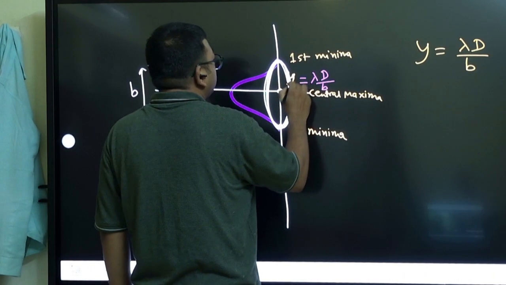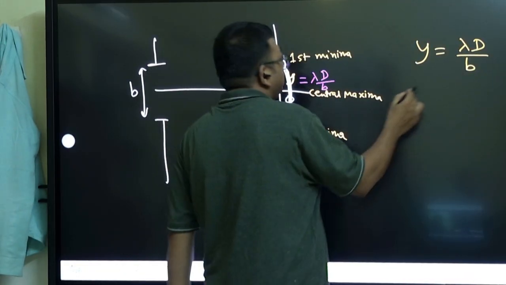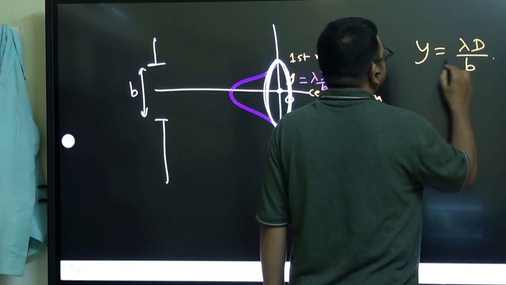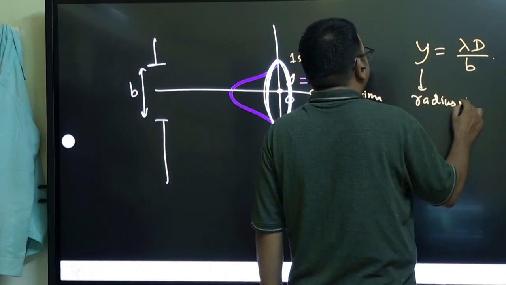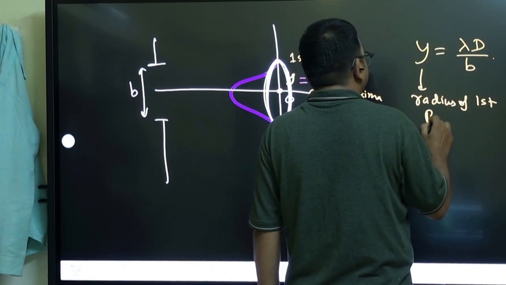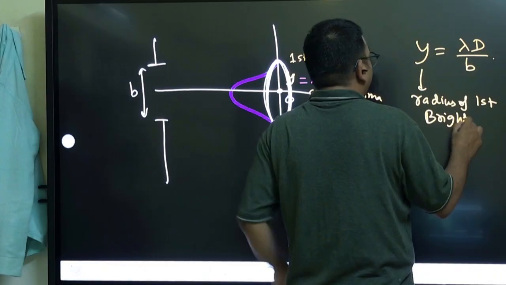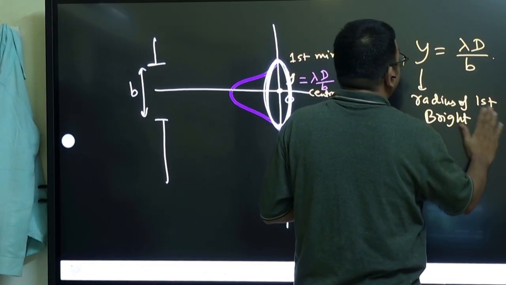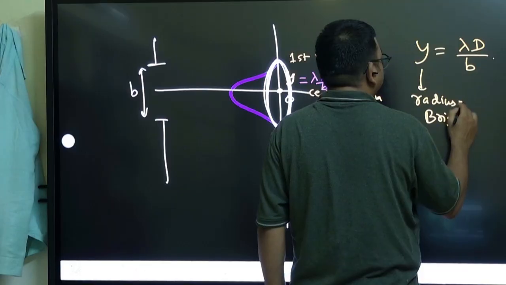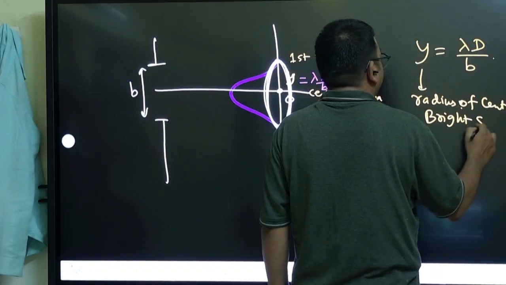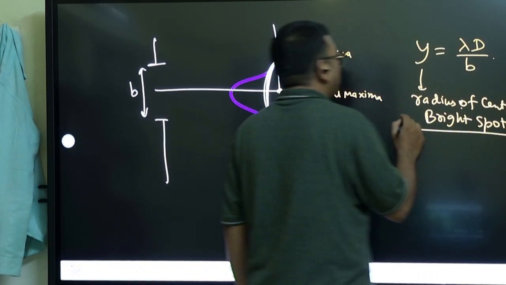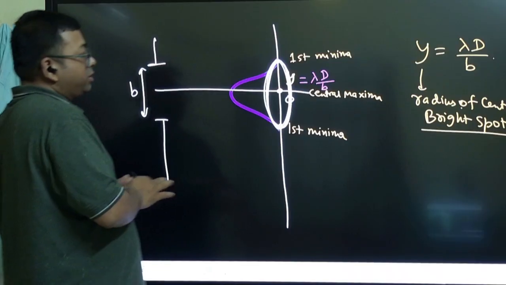Note that this y equals lambda D by d. This is the radius of the first bright spot, or the central bright spot. Most of the calculation comes from the radius of that.